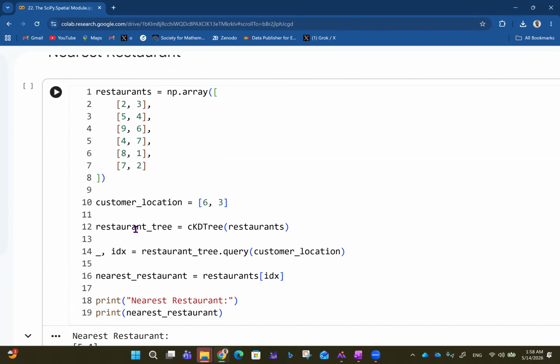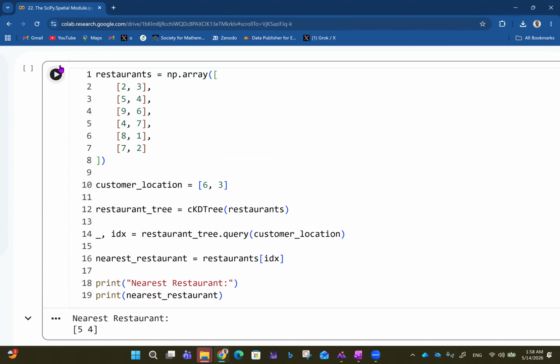So then you do your restaurant_tree, which is cKDTree of the restaurants, and then you call restaurant_tree.query of the customer location. So you're looking for, given my location, which is the nearest restaurant. Then the nearest restaurant will be restaurants at that index. Then you print the nearest restaurant. If you do that, you get the nearest restaurant at 5, 4.